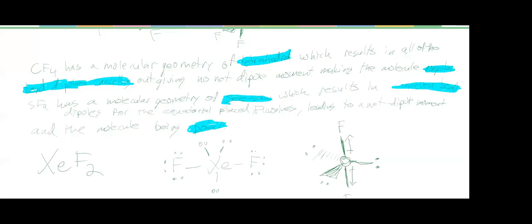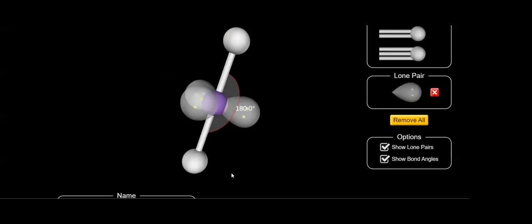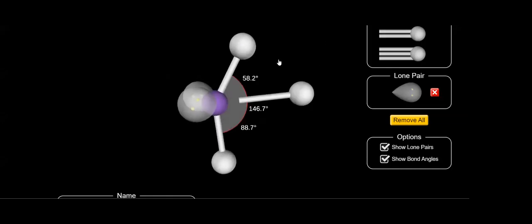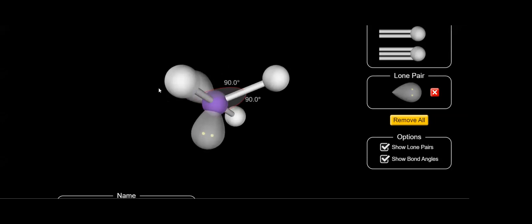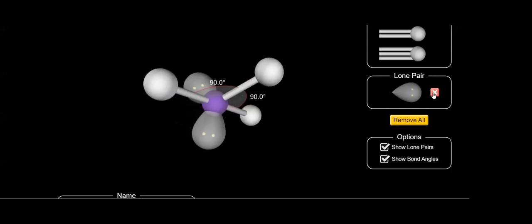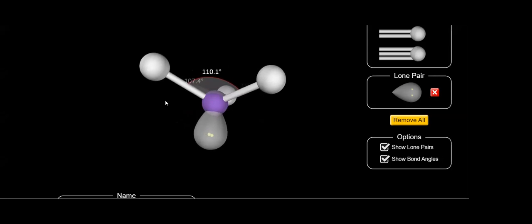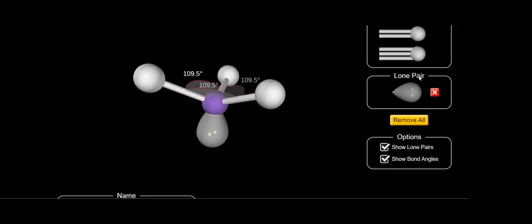So XeF2 is non-polar. Just because you have lone pairs doesn't mean that it's polar. Now, I admit, often if you have lone pairs, you are going to be polar, because often the other pieces are not going to end up being exactly 180 degrees. So if we only have one lone pair, we're going to be polar. If we had a tetrahedral with one lone pair, we're going to be polar.